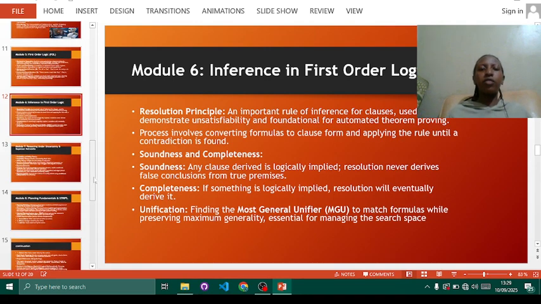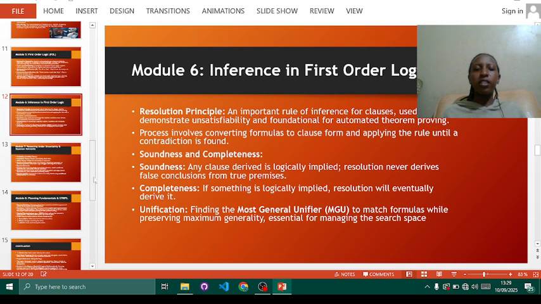What is inference, first of all? This is the deduction of deriving new information from the old. There is the resolution principle, an important rule of inference for clauses used to demonstrate unsatisfiability and fundamental in automated theorem proving. We have soundness and completeness.